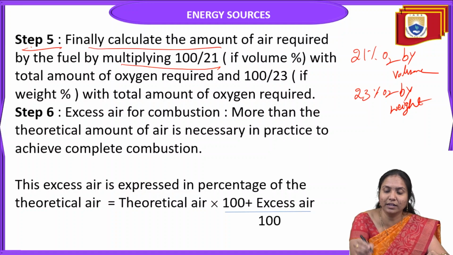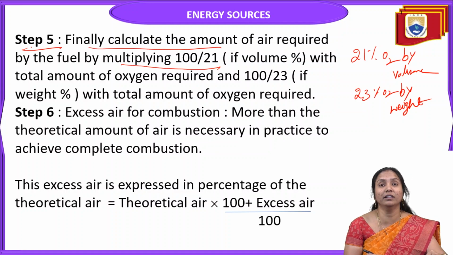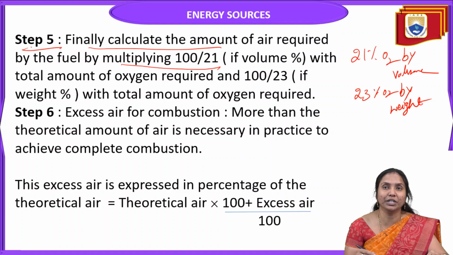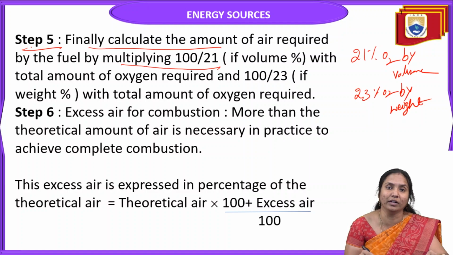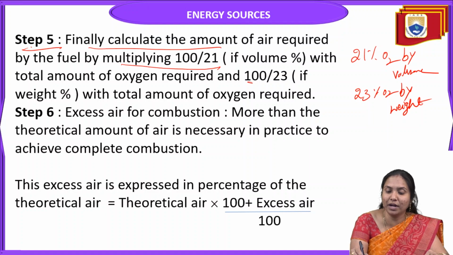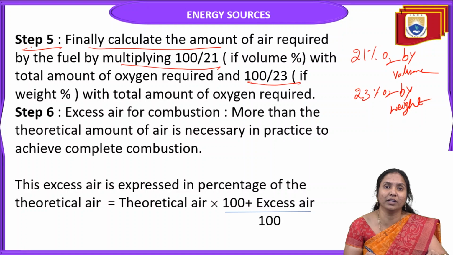So finally, calculate the amount of air required by the fuel by multiplying by 100 by 21 if taking volume percentage, with the total amount of oxygen required. Total amount of oxygen required means how much oxygen is required if carbon, hydrogen, sulfur, or oxygen is present. And 100 by 23 if you are taking by weight, also with the total amount of oxygen required.